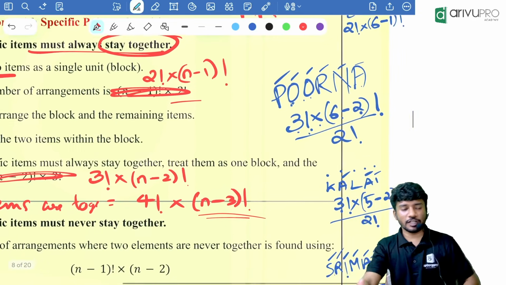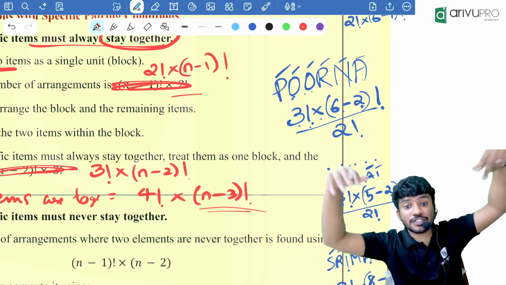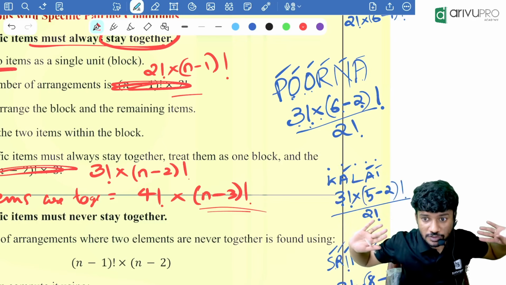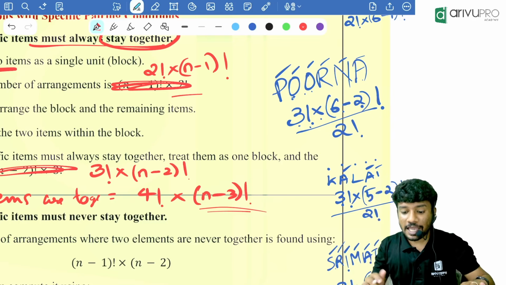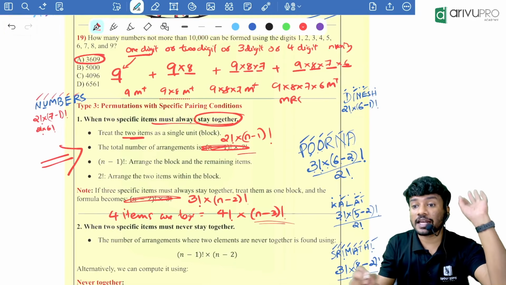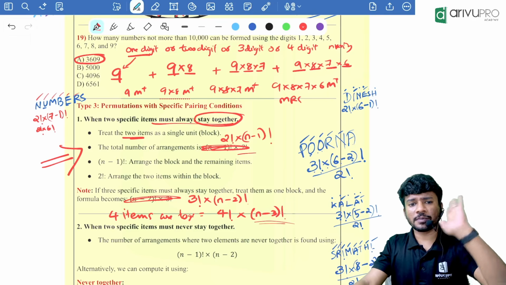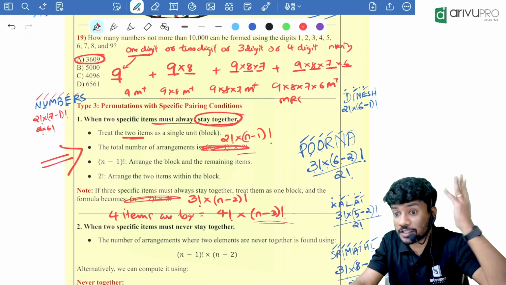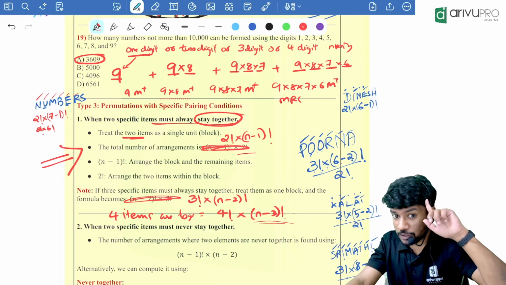Make a note of it. What if 10 things are together? 10 factorial into n minus 9 factorial. What if 1000 things are together? 1000 factorial into n minus 999 factorial. And I am telling you that this is the best trick you can have from permutation. Almost every attempt, one question will be based on this. Usually people use all the other formulas and take a lot of time to get the answer. Keep it in your mind.